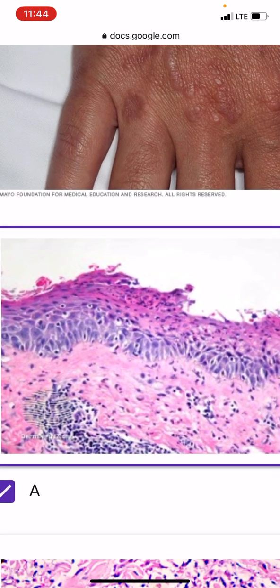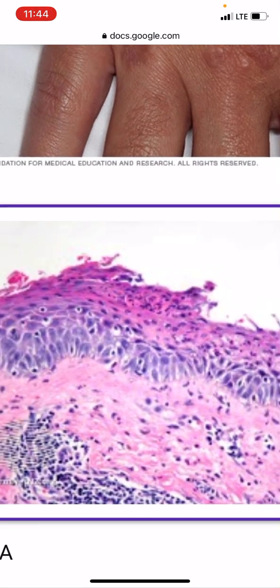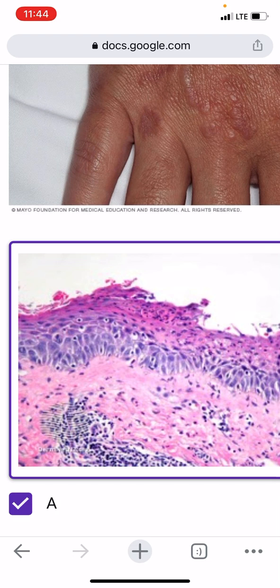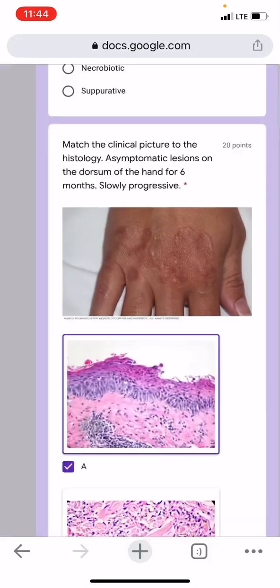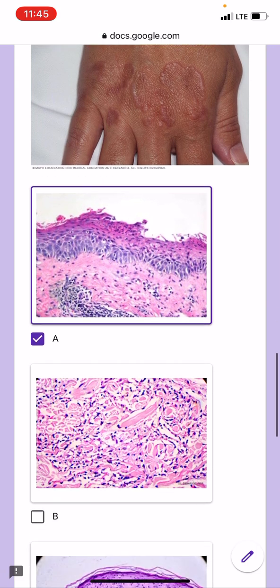The first picture is showing a spongiotic dermatitis with parakeratosis. I hope you can make it out. And neutrophils in the stratum corneum. This is in fact tinea that I picked out. This is a histology of tinea, so you can exclude it. And the simple fact that I said asymptomatic and only on the dorsum of the right hand, no scaling, in the clinical picture, you should exclude tinea based on that.